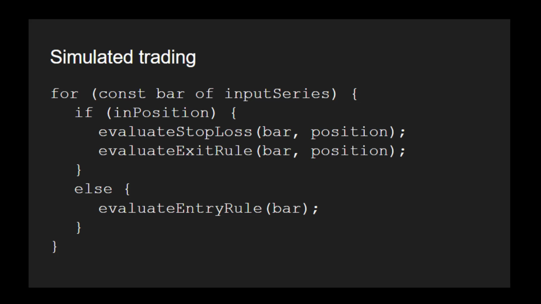Inside the loop, we have an if statement. It says that if we are already in a position, then we need to evaluate our exit rule. Otherwise, if we aren't already in a position, we evaluate the code for the entry rules instead.